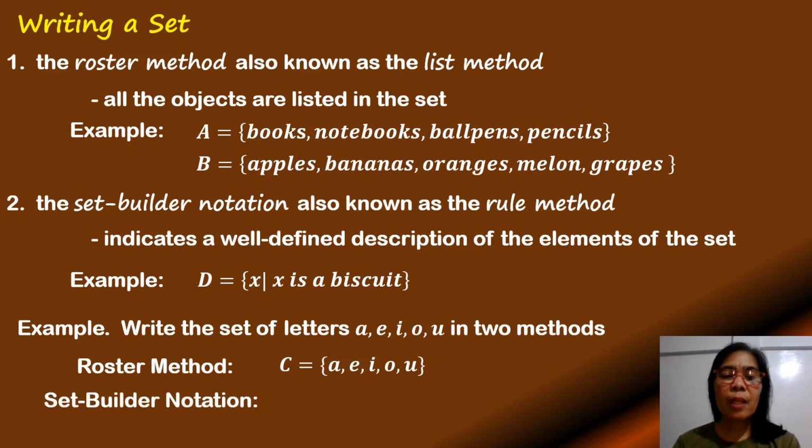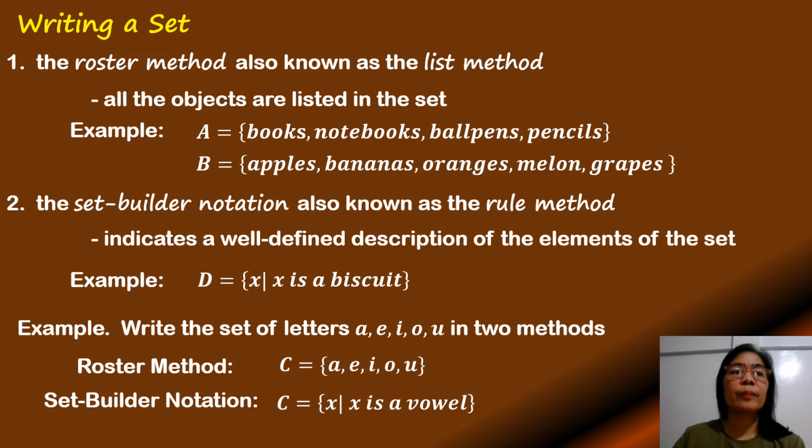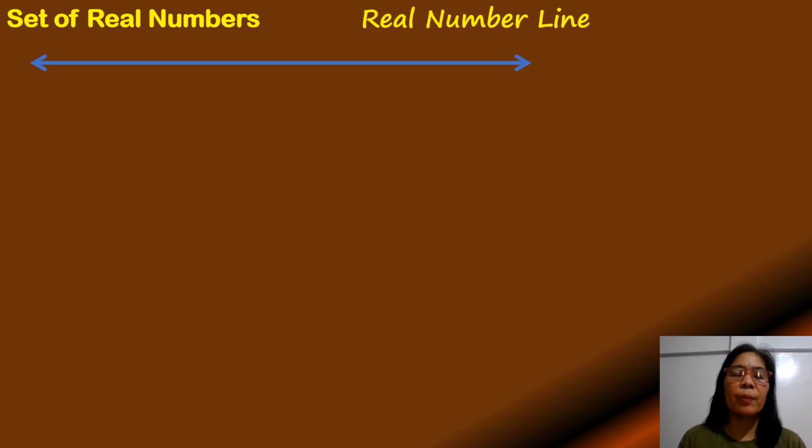And in the set builder notation, knowing that A, E, I, O, U are all vowels, we can say C is the set of x such that x is a vowel. Let us now discuss the set of real numbers. The set of real numbers can be represented by this double-arrowed straight line, which we call the real number line.